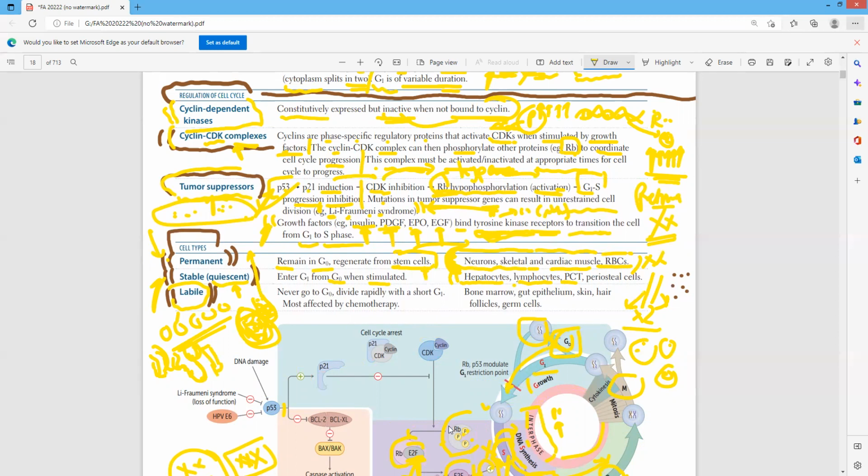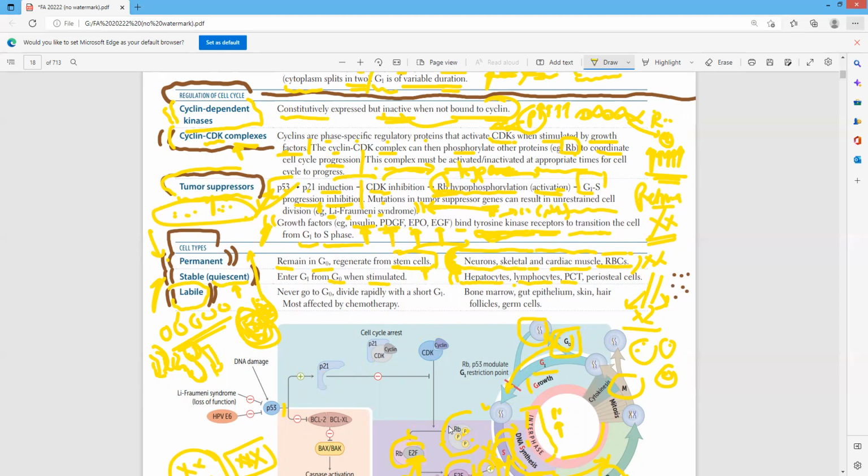When it gets injured, it will regenerate from that quiescent or stable cell. They normally don't undergo mitosis and enter the cell cycle, but when it's injured, you need to regenerate these cells.